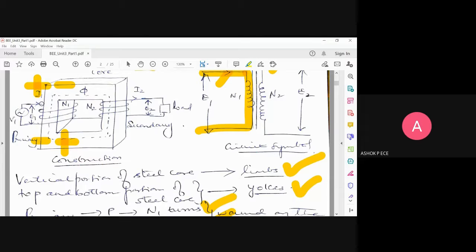So when I give an AC supply to the primary, you are going to have an alternating flux developed across the primary winding, which is also going to have the same polarity as the input supply. When the input is positive during the positive half cycle, the upper portion will be positive and the lower portion negative, and it is going to reverse during the next half cycle.